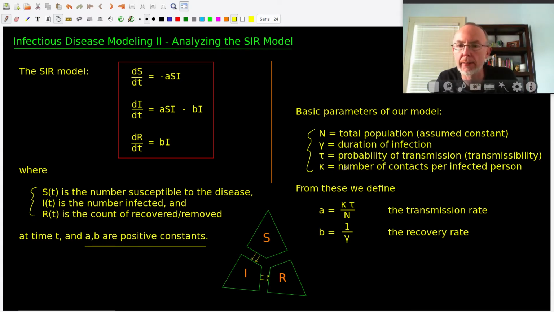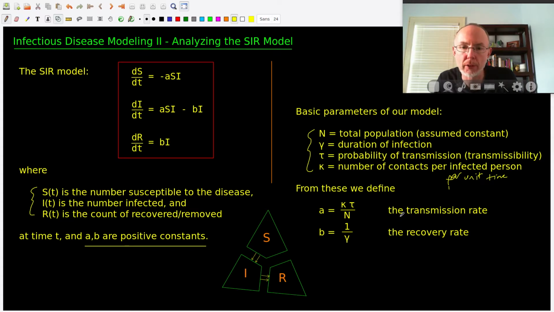And kappa here is the number of contacts per infected person, per unit time, which I didn't write there, but this is per unit time as well. So that's the number of interactions that infected people have with people in the general population. And so if they're interacting with susceptible people, there's some probability they'll then pass the disease on. And when we set the model up, we defined these constants A and B just for convenience, but they are related to those physical parameters of the model.